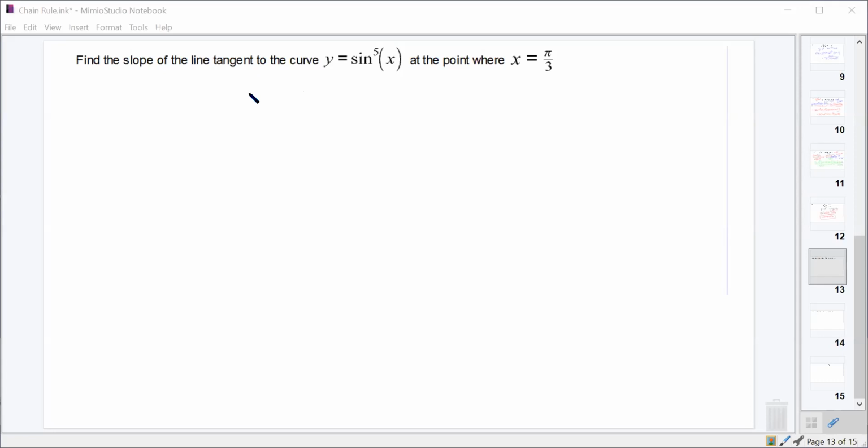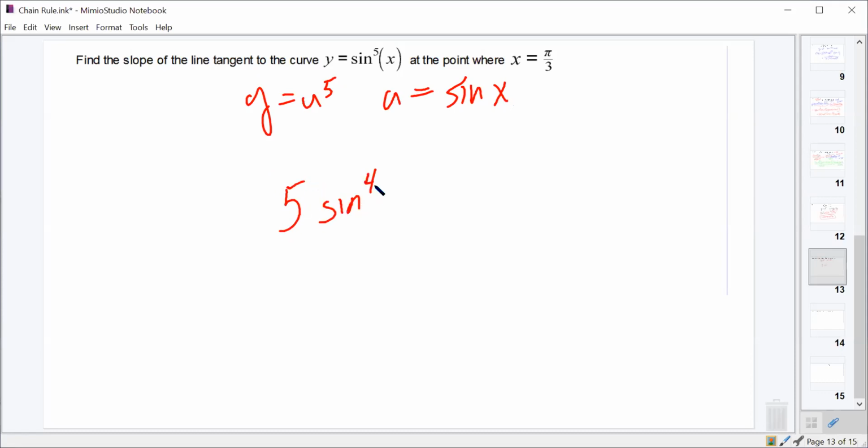What was your derivative? You did y equals u to the fifth, hopefully, with u equal to sine x, which gave you 5u to the fourth times the derivative of u. Anybody not get that as their derivative? Okay, and then we're going to evaluate that at x equals pi over 3.